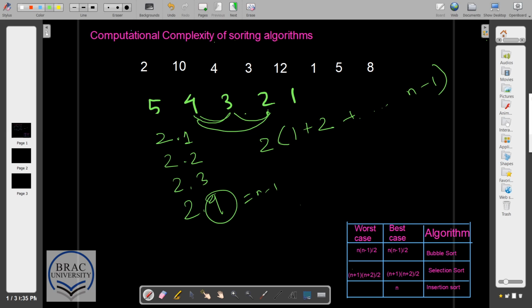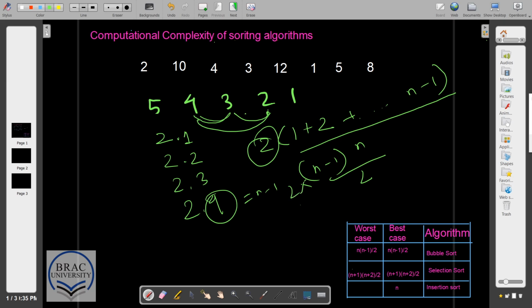So in the worst case, the sum of these numbers starting from 1 to n minus 1 is n minus 1 into n by 2, and we have a 2 here already, so this will cancel out and we have n into n minus 1 operations. That is the worst case complexity for insertion sort. So we find that insertion sort is always better than the other two algorithms, because even in the worst case it does less computation.